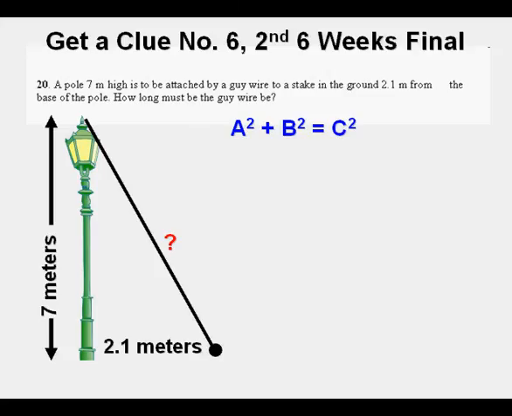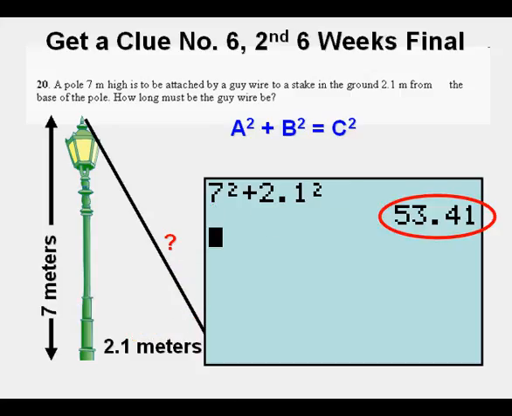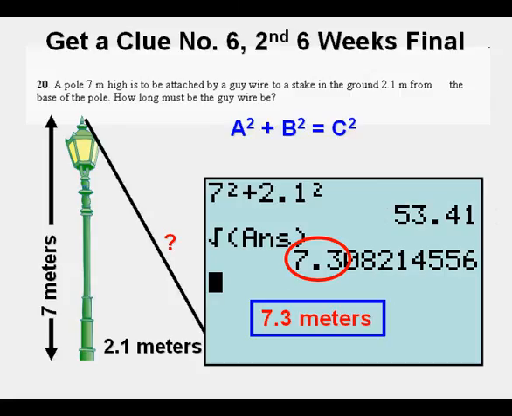Now with the drawing in place, it looks like a real easy Pythagorean Theorem problem, a squared plus b squared equals c squared. And with the drawing in place, we can put that in the calculator. C squared is 53.41. To get what c is, we take the square root of 53.41. And that is 7.3 meters when rounded to the nearest tenth of a meter.